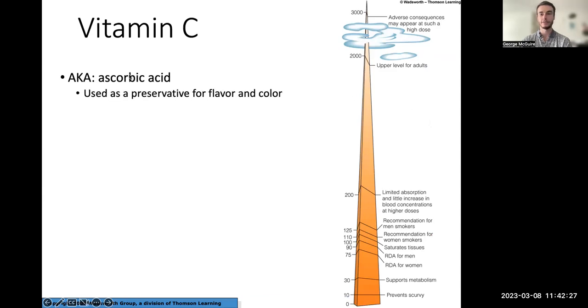Right. Vitamin C, which you'll typically see showing up as ascorbic acid on your nutrition facts panels. It's very commonly used as a preservative for flavor and color within our foods.